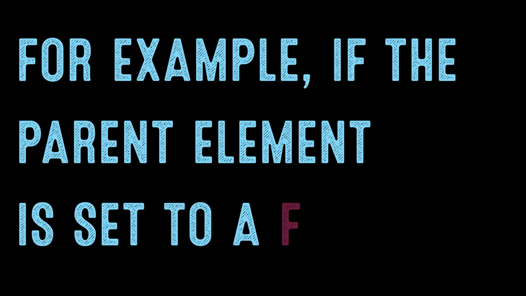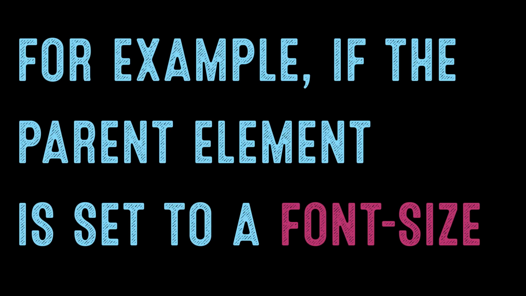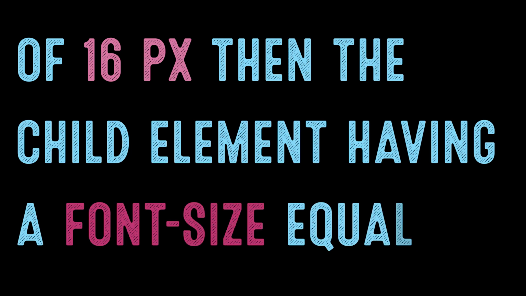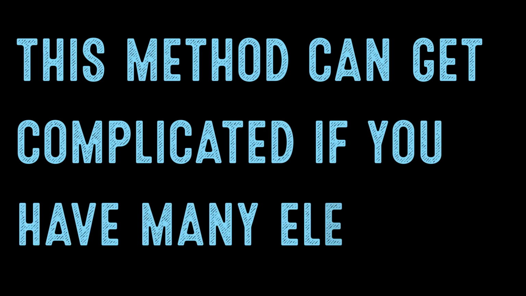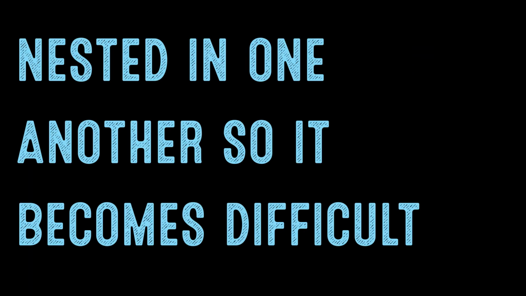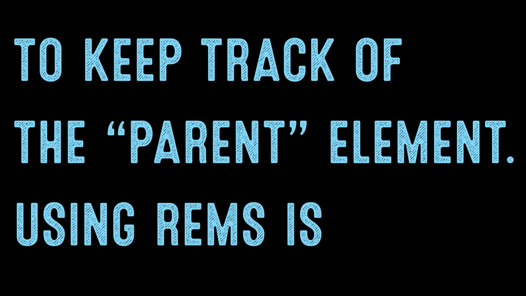For example, if the parent element is set to a font size of 16 pixels, then the child element, having a font size equal to 0.75 em, means that the font size is 12 pixels. 0.75 times 16 equals 12. This method can get complicated if you have many elements nested in one another, so it becomes difficult to keep track of the parent element.